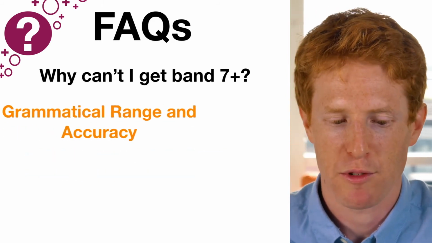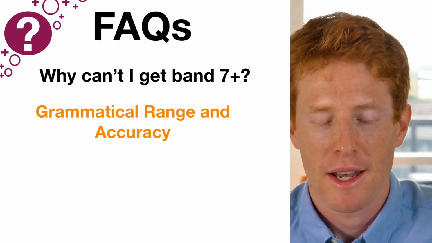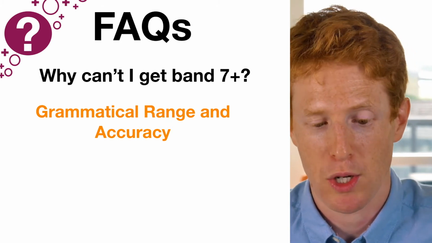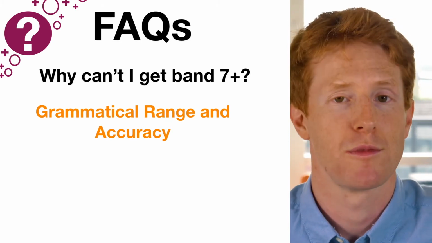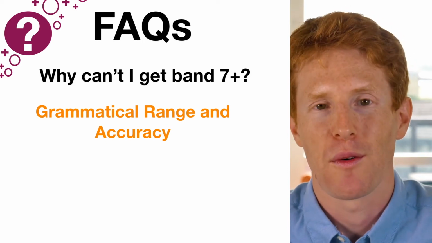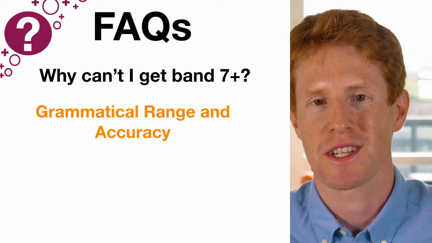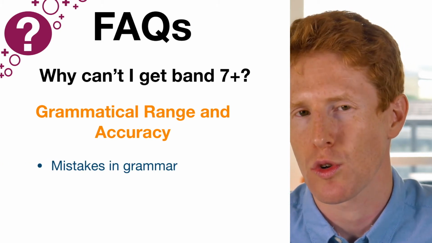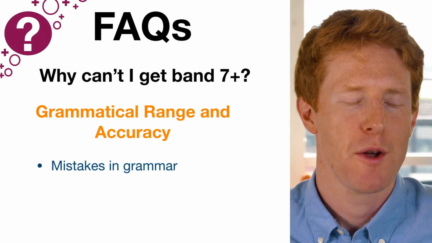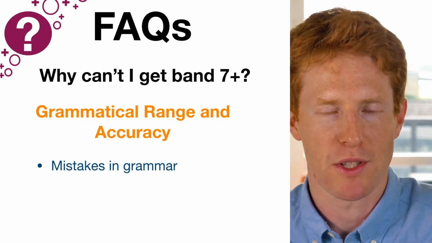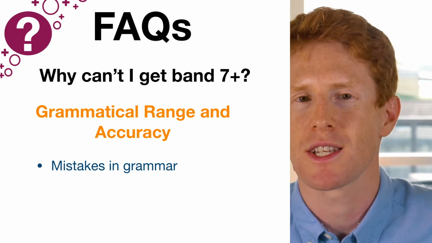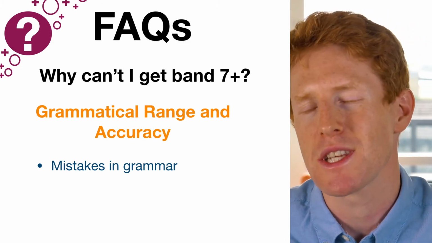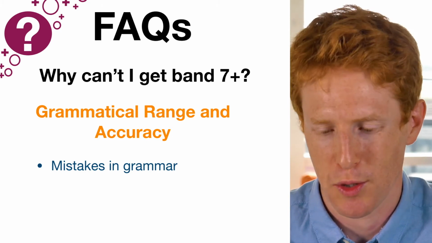Okay, next we have grammatical range and accuracy. Now, the main reason why students don't get band 7 in their IELTS writing is because of grammatical range and accuracy, from our understanding. Within grammatical range and accuracy, the most common mistake is with mistakes in grammar. Okay, so for example, maybe subject-verb agreement, or you don't use a past tense correctly, or a conditional form correctly. These mistakes in grammar will lower your score.